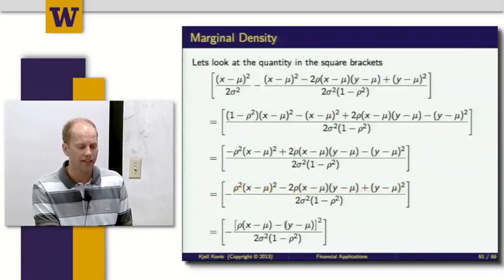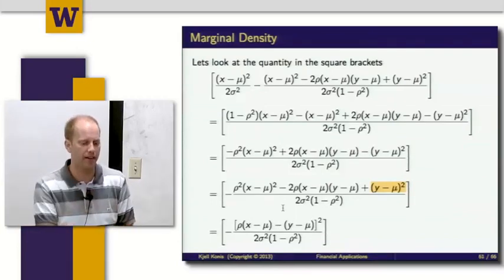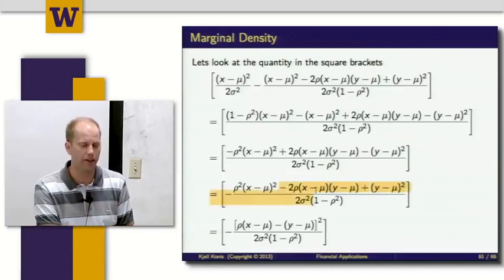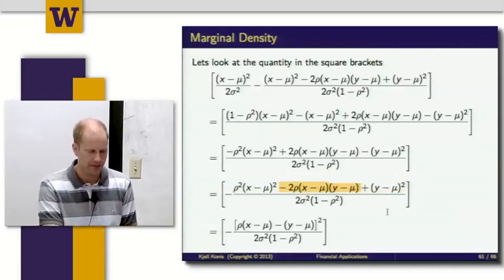Then I have minus y minus mu. When I square that, I'm going to get this. And then the cross terms are going to be rho times x minus mu, y minus mu, with a negative sign in front of it. I'm going to get two of those from the outer and from the inner. And so that's where this middle term is coming from, or going, I guess.